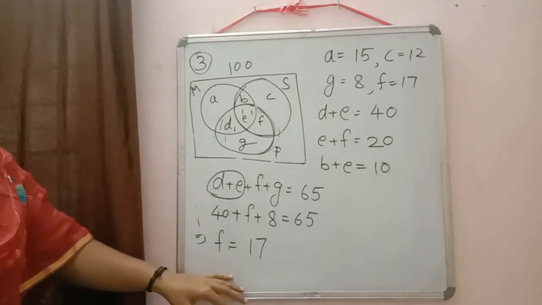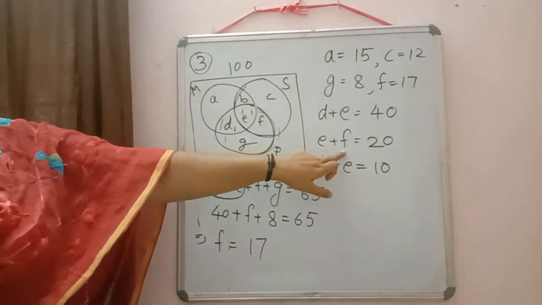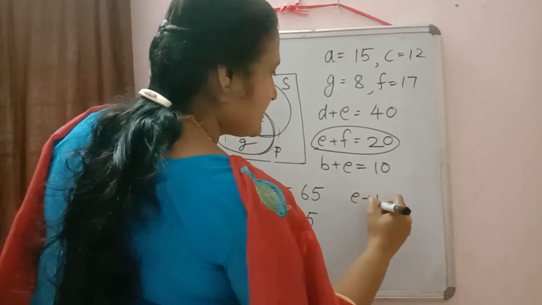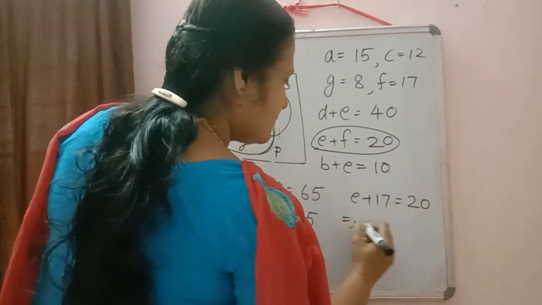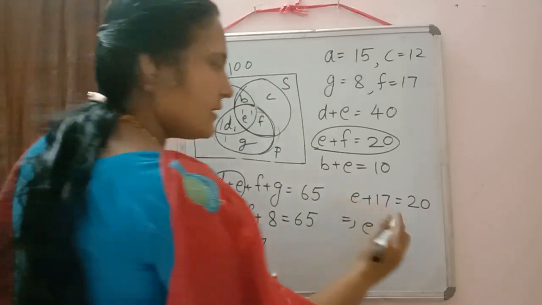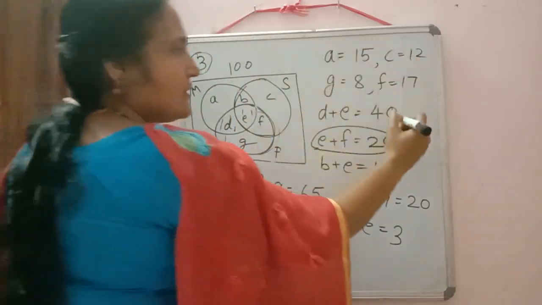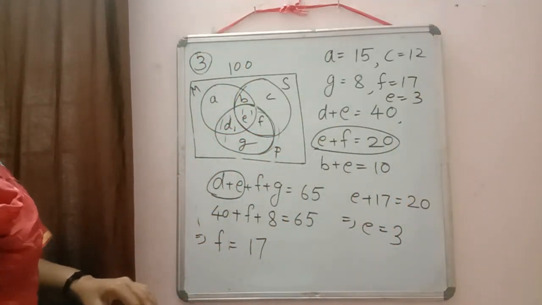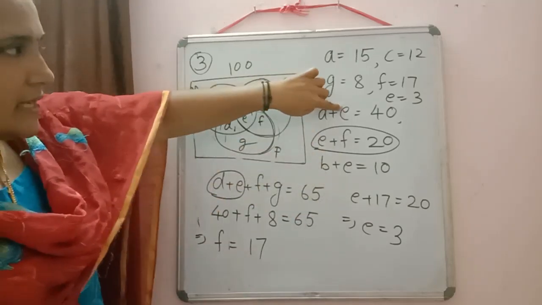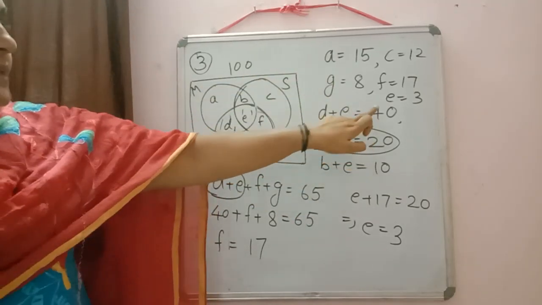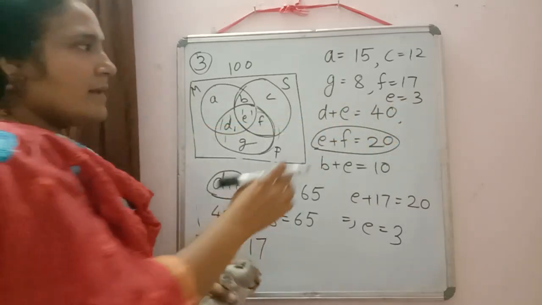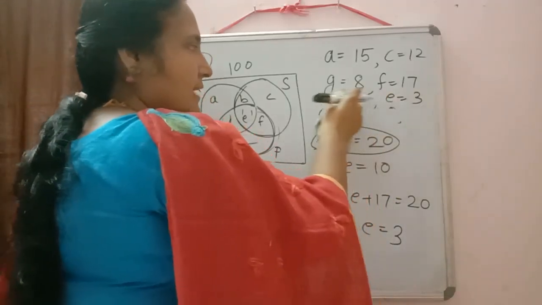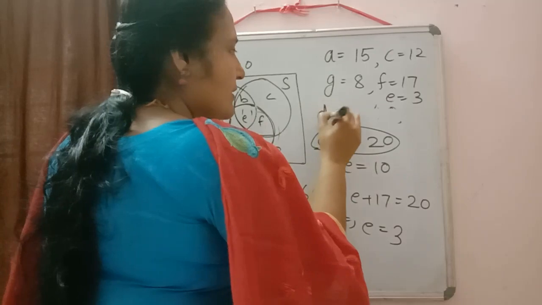Then if we have got F, we can substitute here. Then we will get the value of E also. E plus F is equal to 20. So E plus 17 is equal to 20. So from here we will get E is equal to 3. Now which one do we have to calculate? Yes, we don't know the value of D. D plus E is equal to 40 and E is equal to 3. Then what will be the value of D? 40 minus 3, that will be equal to 37. So D is equal to 37.